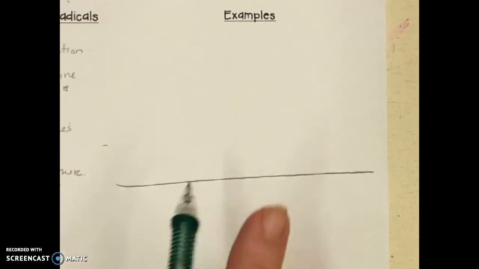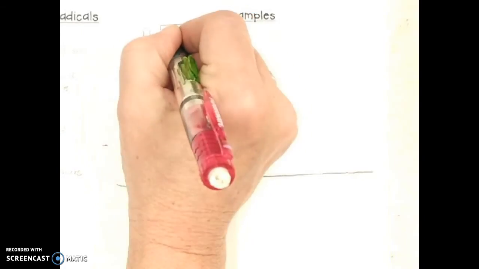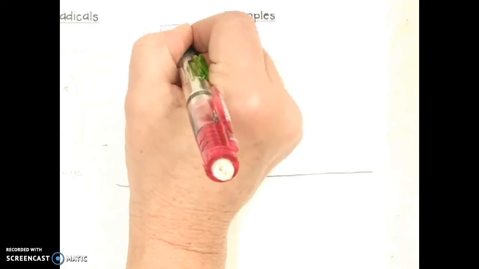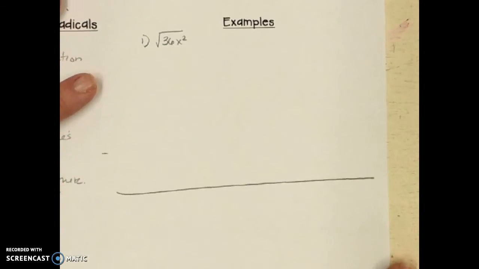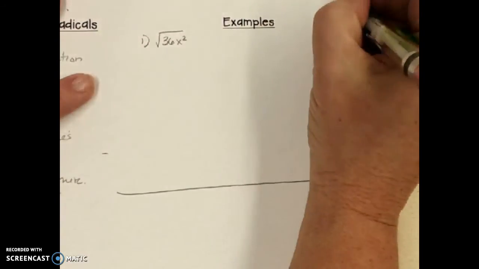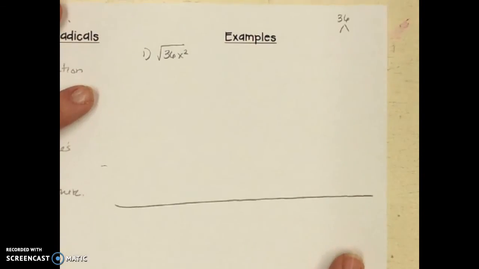So the first one I'm going to do, I'm going to do something real basic, and you're going to think, dear Lord, why is she doing that? But I'm going to do it anyway. I'm going to do the square root of 36x squared. So prime factorization, I'm going to need a little bit of scratch room, so I'm going to come over here to the side.